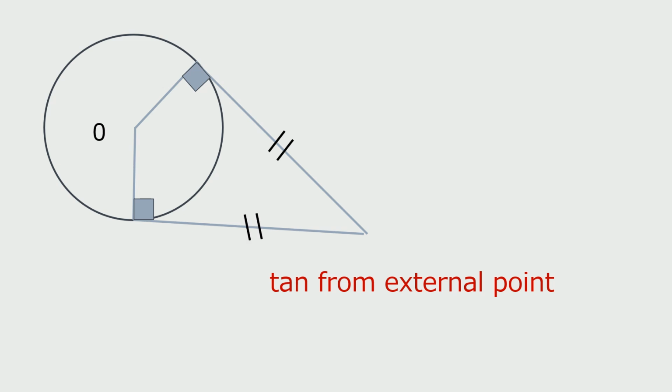You will see that if we draw a line from O, it will divide this quadrilateral into two congruent triangles. You can use RHS to prove that these two triangles are congruent. When they're congruent, it means the two angles are the same, and the other two angles are also the same. That's called tangent from external point.